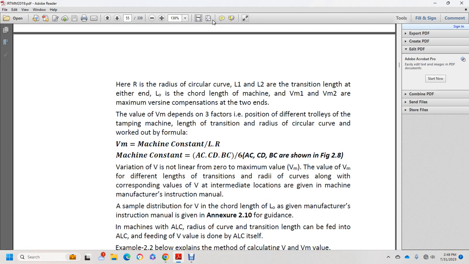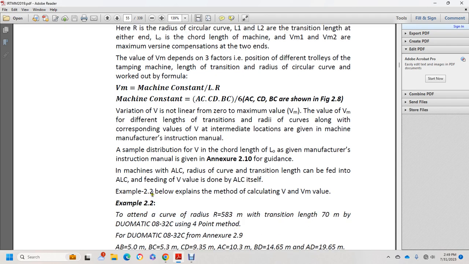Sample distribution of V of the chord length L0 L is given in the manufacturer's instruction manual with annexure 1010 of the guidance. In the machine with the automated guidance computer system, the radius of the curve and the transition length can be fed into the automatic computer system, and the compensation value is worked out by the automatic computer system itself. The examples below explain the method of calculating the corresponding versine and maximum versine values.